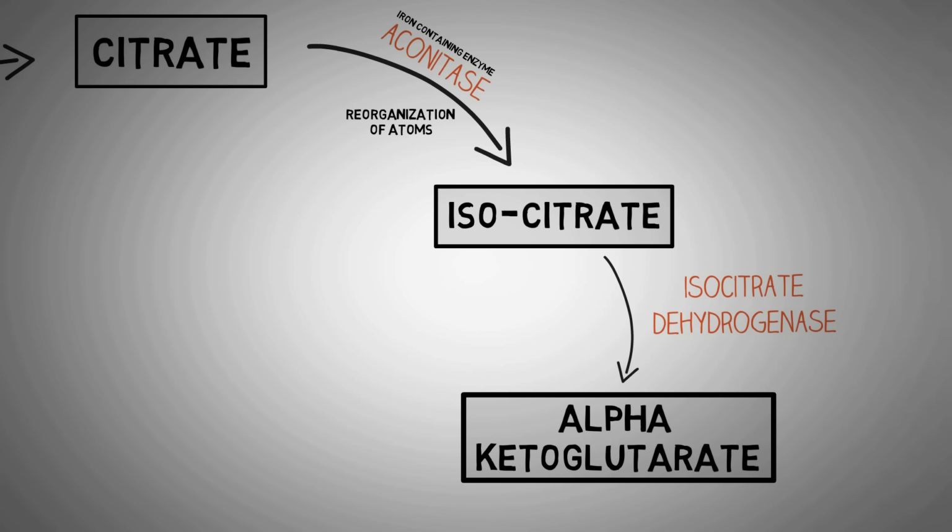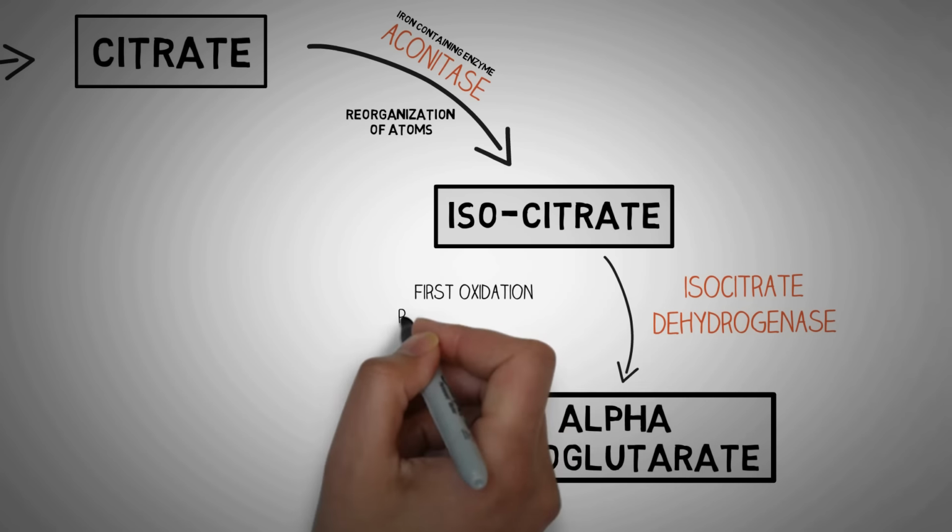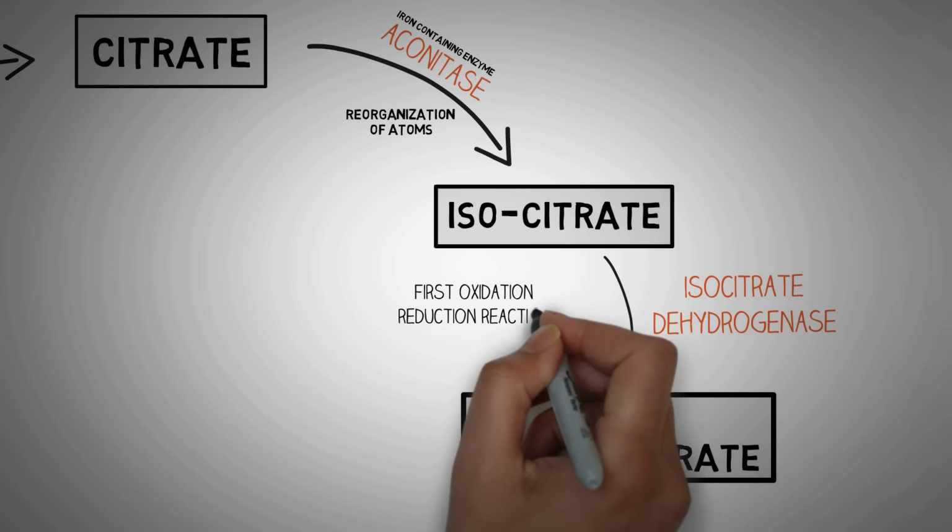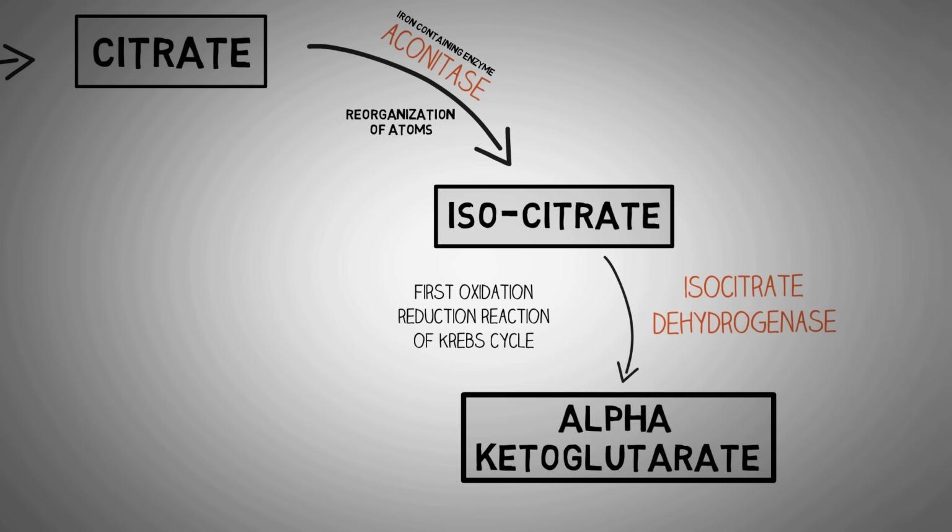Now we come to the first of the 4 oxidation-reduction reactions in the citric acid cycle. These oxidation-reduction reactions are the ones which produce energy in the Krebs cycle. And all of these 4 reactions use enzymes which are known as dehydrogenases. Now, what do these dehydrogenases do and how do they produce energy? That is very important for you to understand.